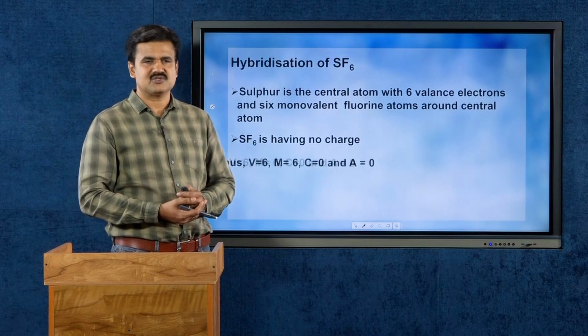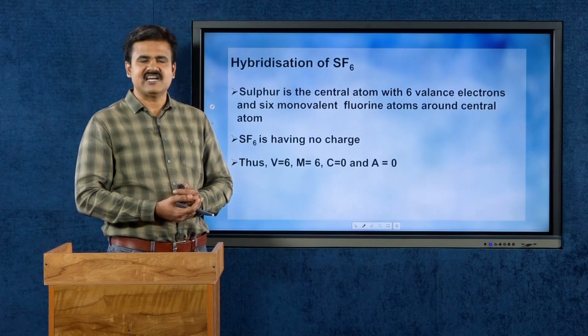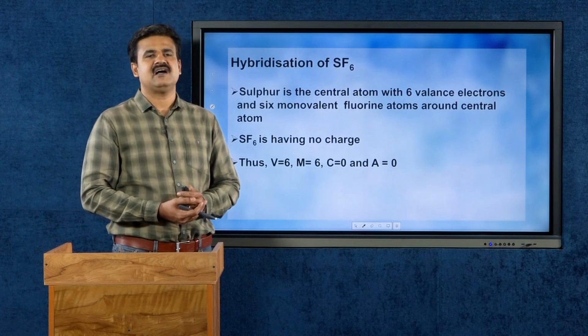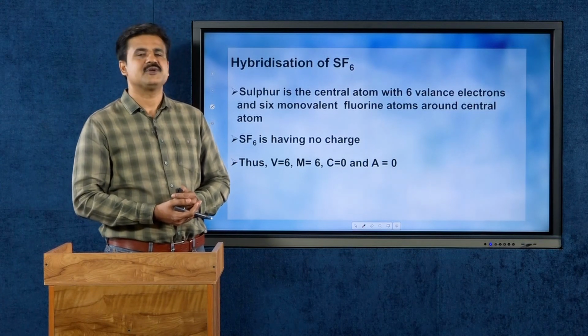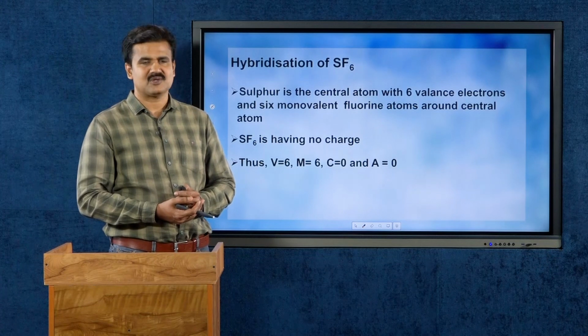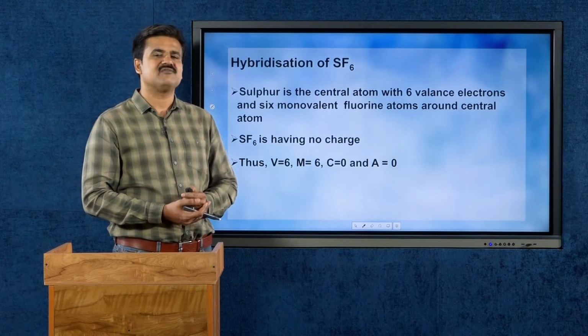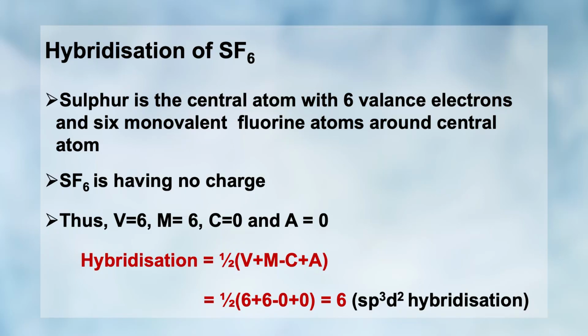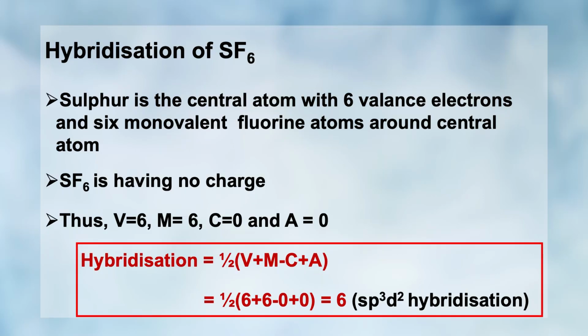This leads to the conclusion that the number of valence electrons V is equal to 6 around the central atom. Number of monovalent atoms is also 6. Cationic charge as well as anionic charge will be equal to 0. You can substitute these values in the expression for finding the hybridization from the molecular formula to get the hybridization as 6. That is, 6 orbitals take part in hybridization.